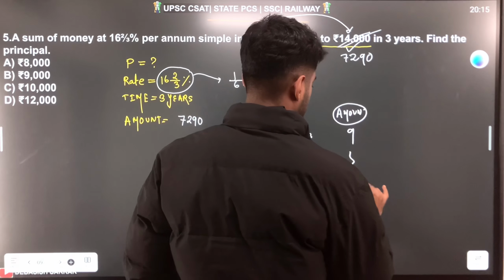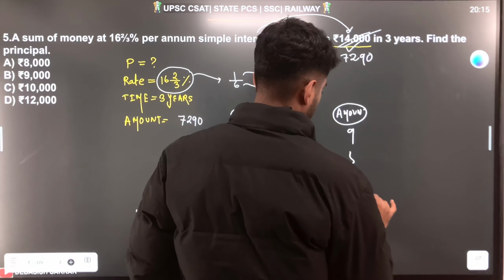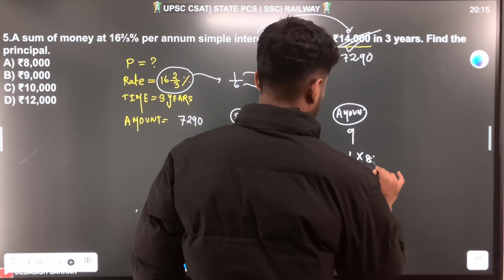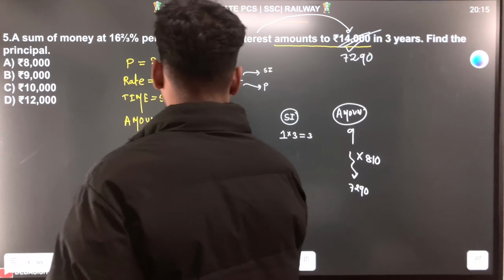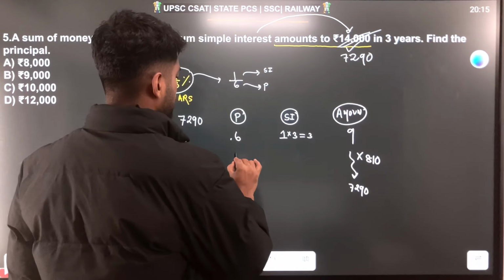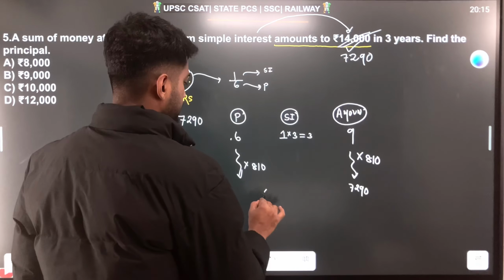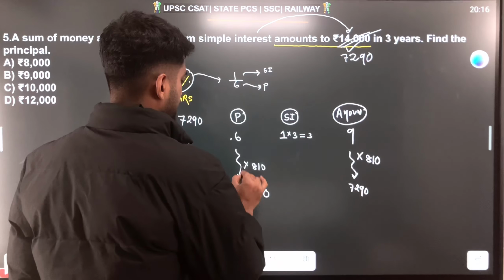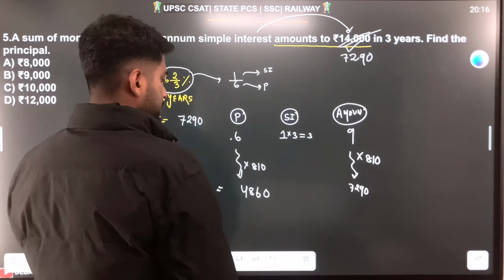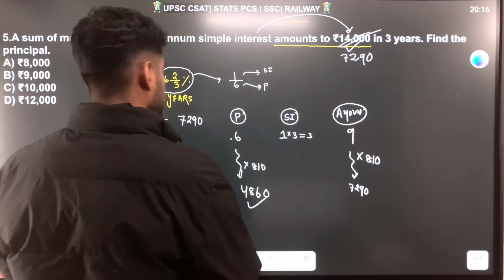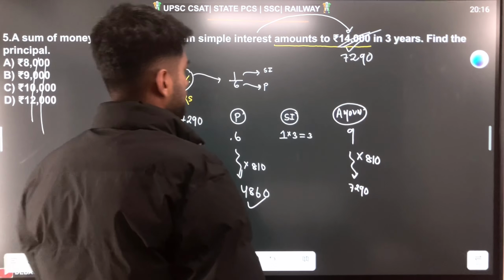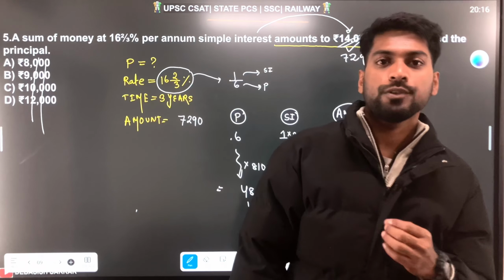Now solve this one. So it's 7290. So how many times is it? It's 810 times. Okay, so your principal will also be 810 times. So this is 6 times 810, which is 4860. Chalo. Yeah, this is your answer, 4860. All the options are wrong. Okay, chalo. So this is how you have to solve.